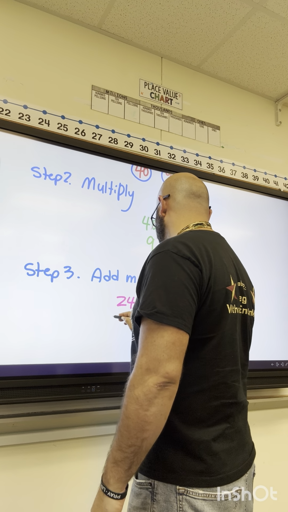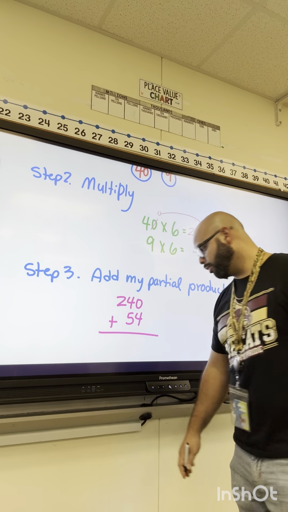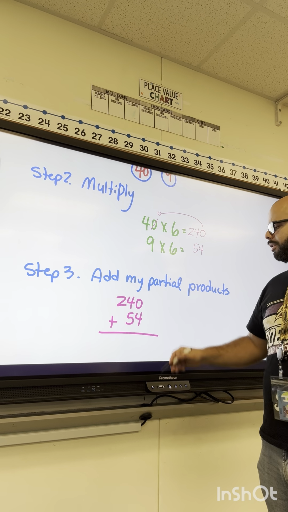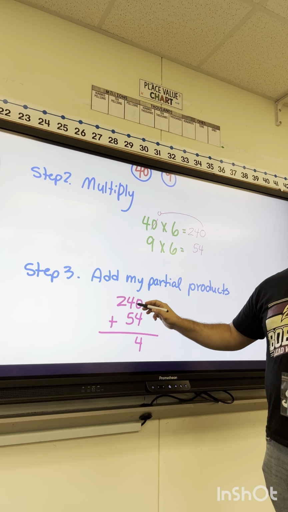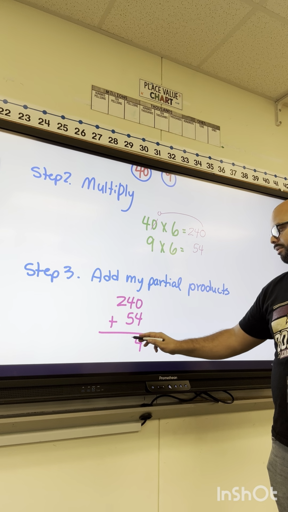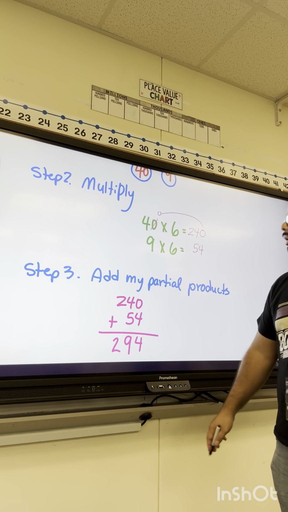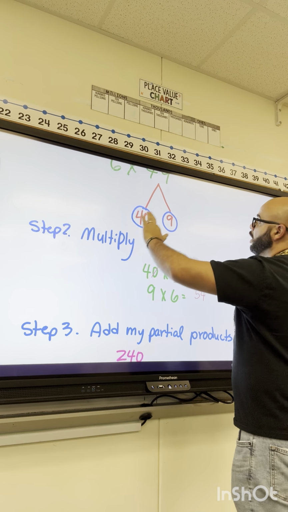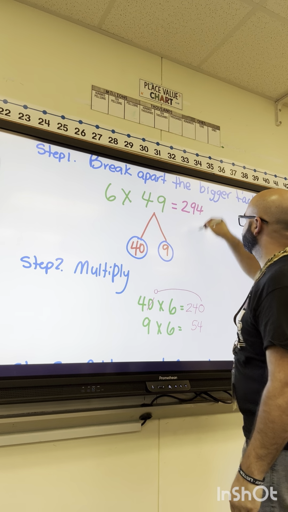So, 240 plus 54. Again, aligning my numbers correctly according to their place value. So, Catherine, what is the answer here? 0 plus 4 is 4. 4 plus 5 is 9. And 2 plus 0 is 2. Your answer to that multiplication equation is 294.